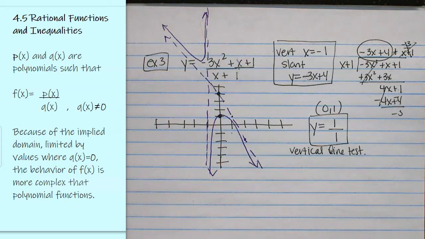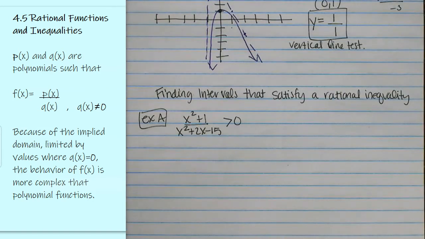So that's one more thing we want to look at really quickly: inequalities. They're not a huge focus here, but we do want to touch on them as we're in this section. Okay, so now we're going to find intervals that satisfy a rational inequality. So here's a rational expression. It says greater than 0.